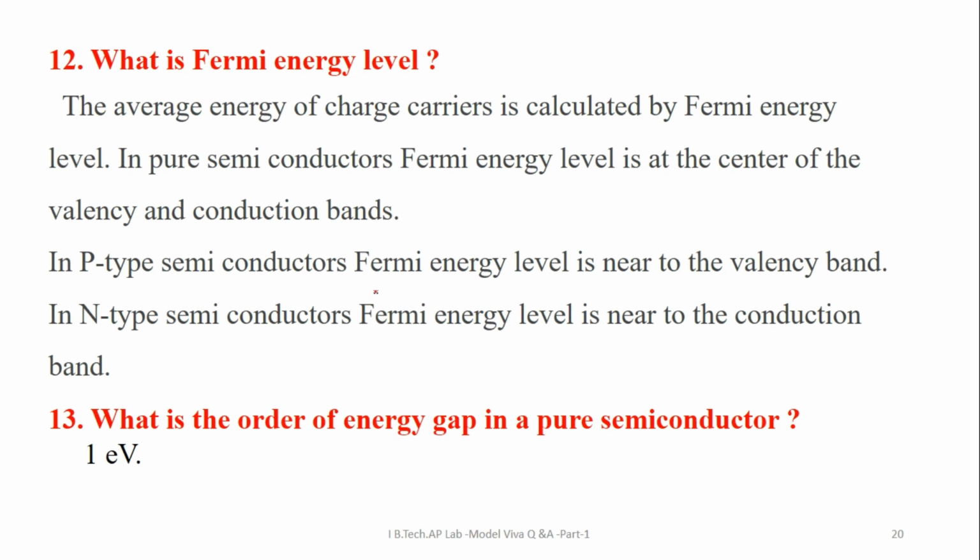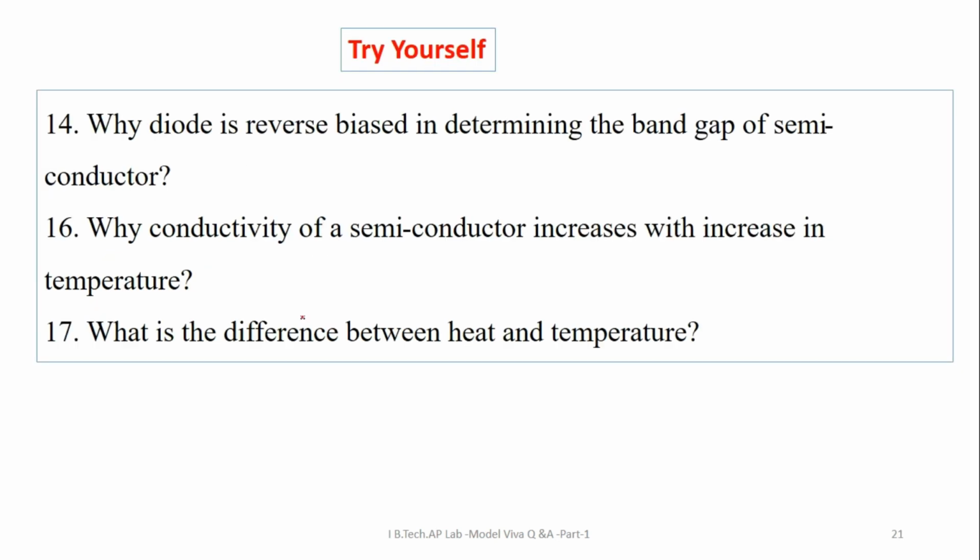Then we have an energy level, that's the Fermi energy level. What is Fermi energy level? The average energy of charge carriers is calculated by the Fermi energy level. For a pure semiconductor, the order of the energy gap will be 1 electron volt. These are some other questions you can try yourself.